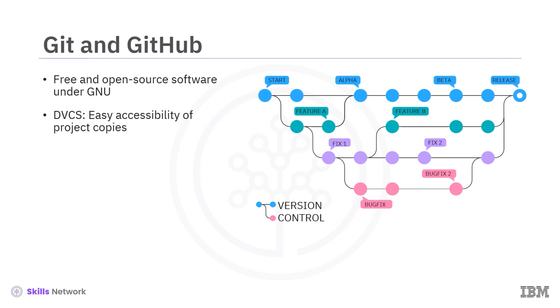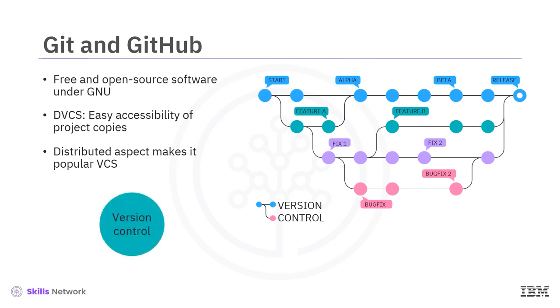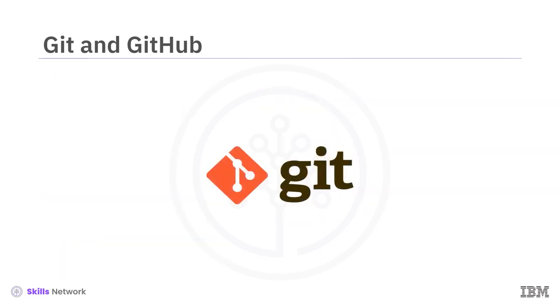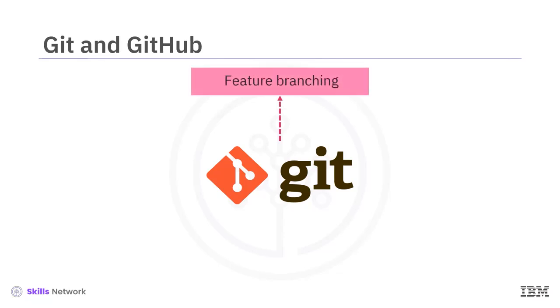Git isn't the only version control system out there, but the distributed aspect is one of the main reasons it has become one of the most popular version control systems available. Version control systems are widely used for things involving code, but you can also version control images, documents, and any number of file types. Note that Git also supports branching strategies, such as feature branching, to organize and manage development.